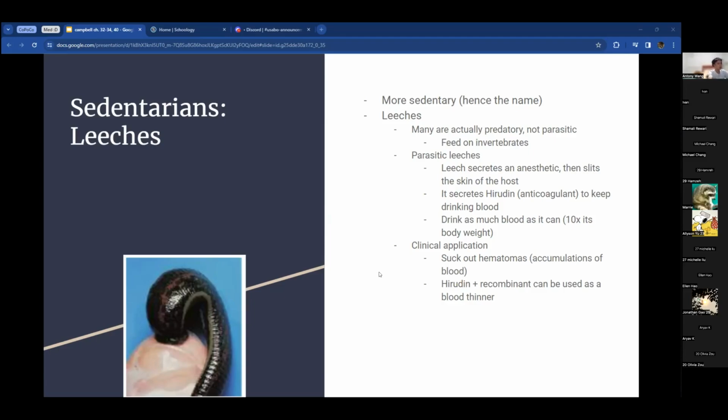And leeches are used clinically. They can suck out hematomas. Hematomas are, hema, blood, toma. I don't think blood tumor is the right word, but it's an accumulation of blood, basically. The anticoagulant is also used clinically as a blood thinner. Never mind, I don't remember how you get it. There's many ways to get it.